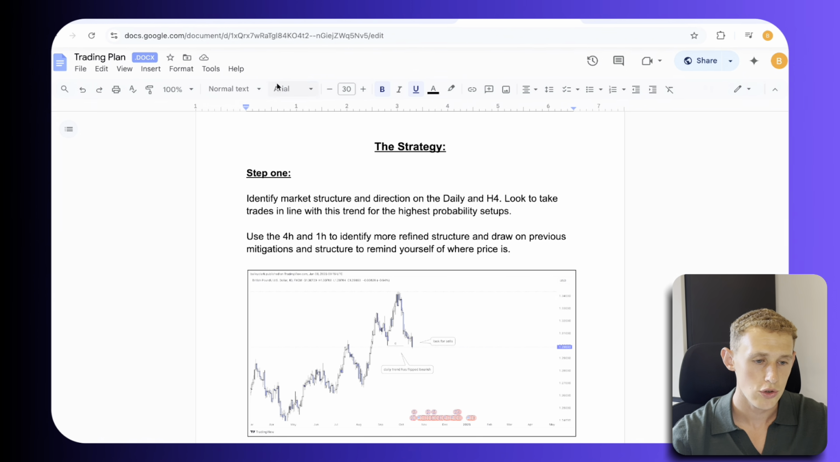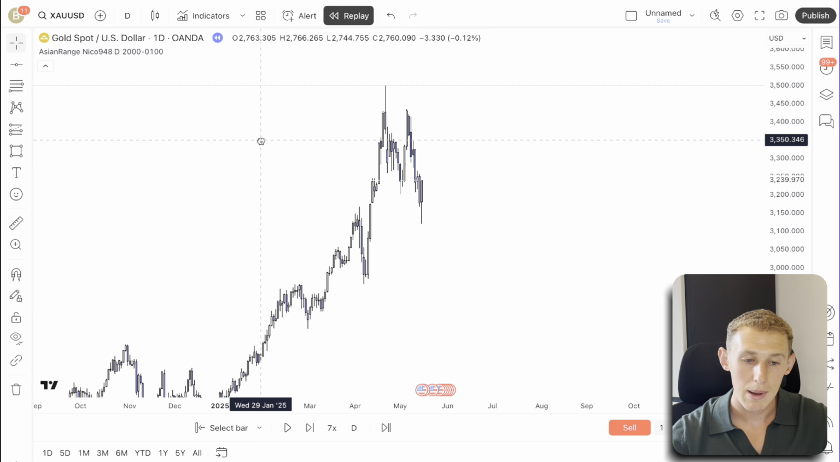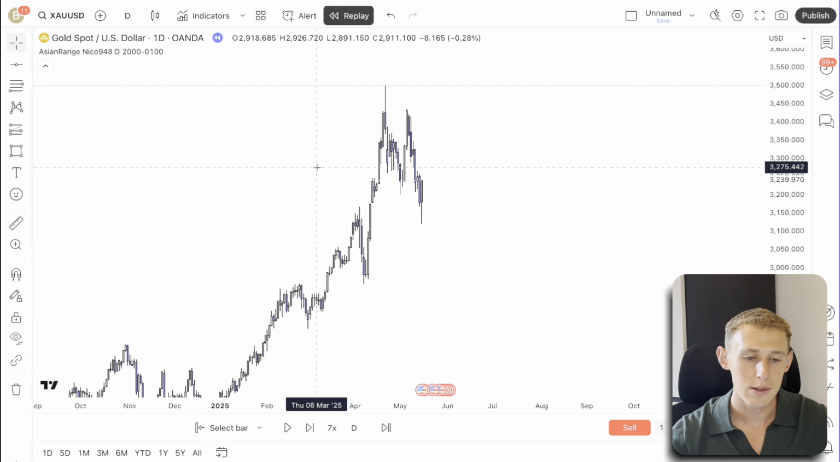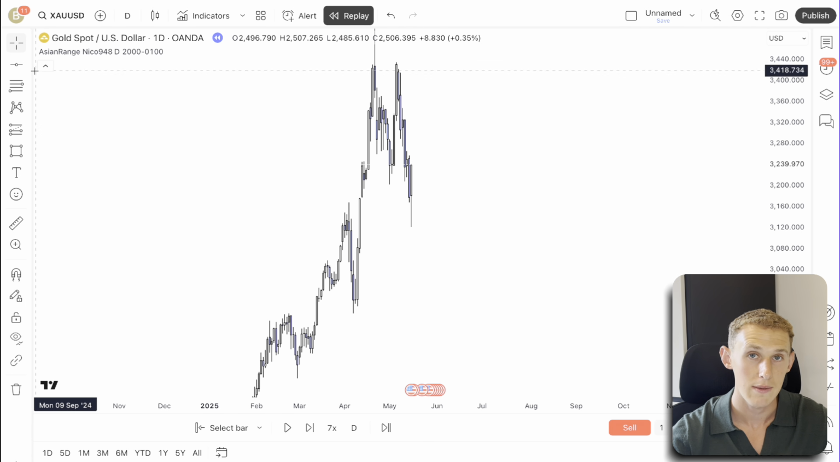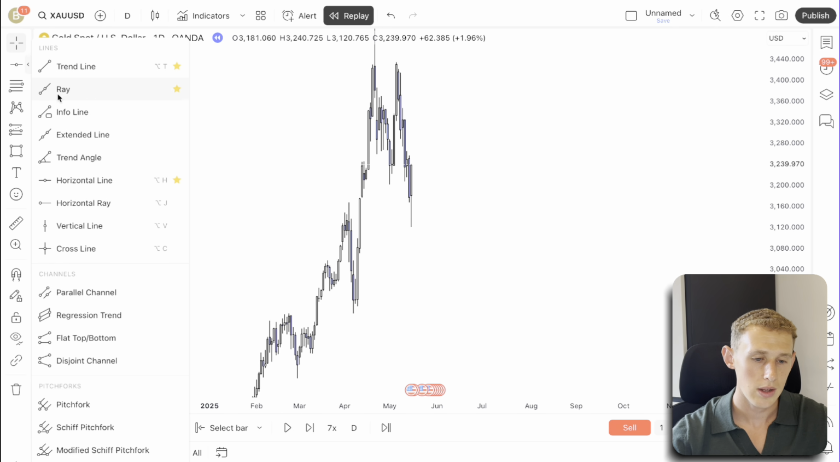So if we go over to TradingView right here, and by the way, gold is the pair that I found to be the most profitable when trading the system. It's my favorite pair to trade and is the one that I've made the most money on throughout my 5 years of trading now. So as I said, step one, identifying daily and 4 hour direction and market structure.